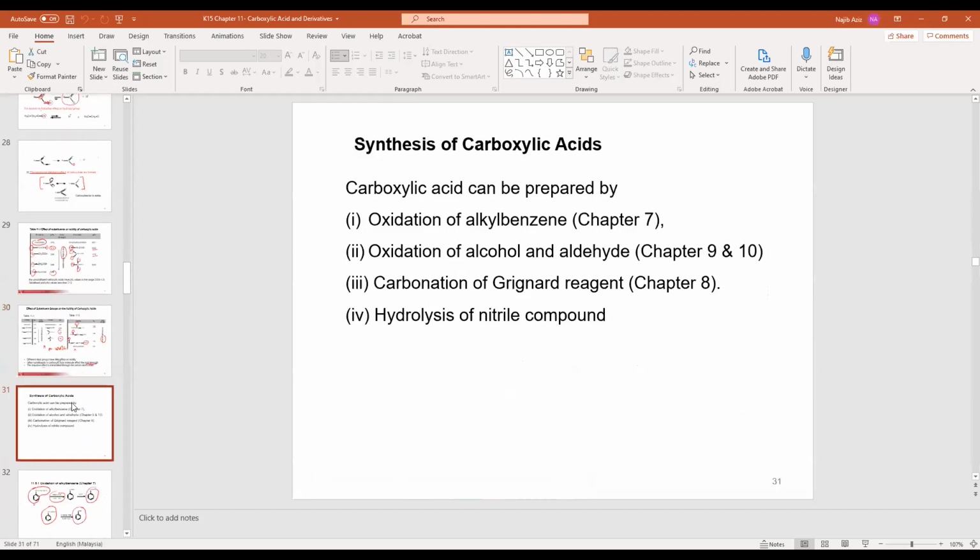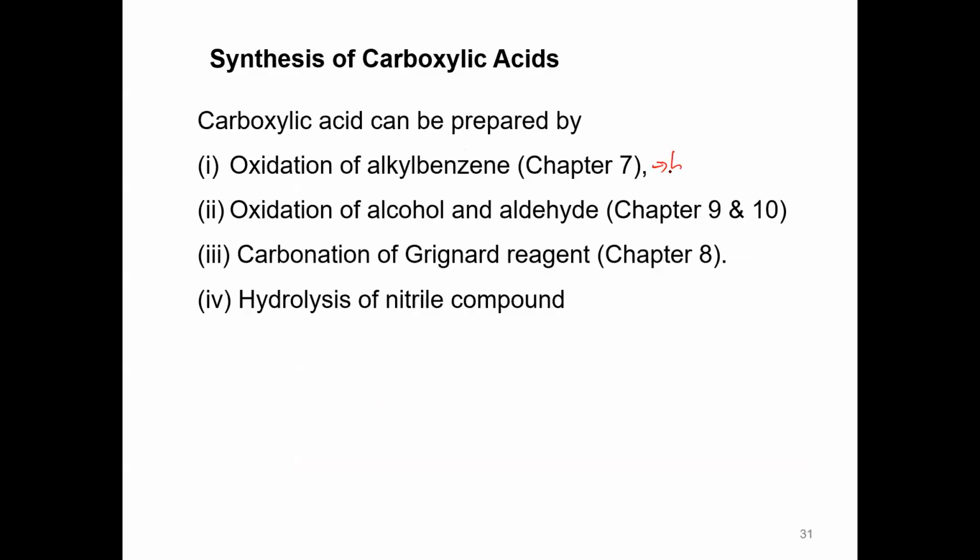Alright, and then yesterday we have looked at the synthesis of carboxylic acid. So how we can prepare carboxylic acid. The first one is oxidation of alkyl benzene. So alkylbenzene tak kisahlah apa-apa, methyl benzene ke, ethyl benzene ke, propyl benzene ke, so the product will be benzoic acid. So dekat sini produk dia akan menghasilkan benzoic acid.